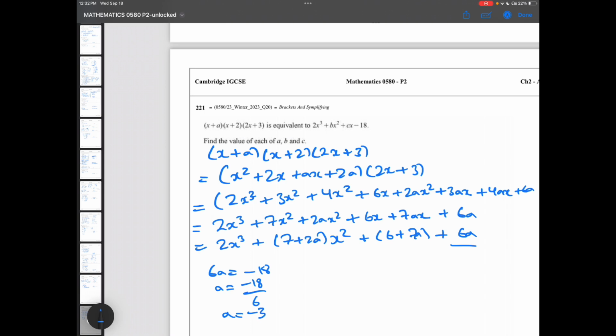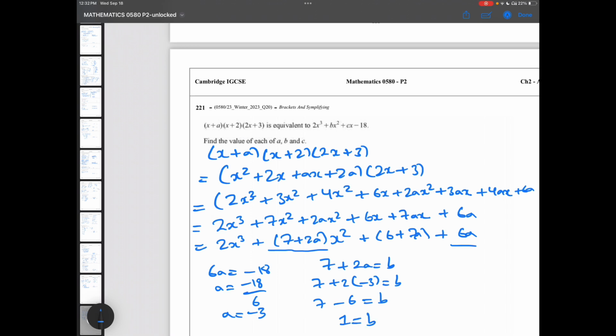Now I can see that in this part, the coefficient of x square is 7 plus 2a, and this is equal to b, right? Because we have bx square. So 7 plus 2a is equal to b. I know the value of a, that is minus 3. Let's place it. 7 plus 2 into minus 3 is equal to b. Now 2 into minus 3 is minus 6, so 7 minus 6 is equal to b. So b is equal to 1.